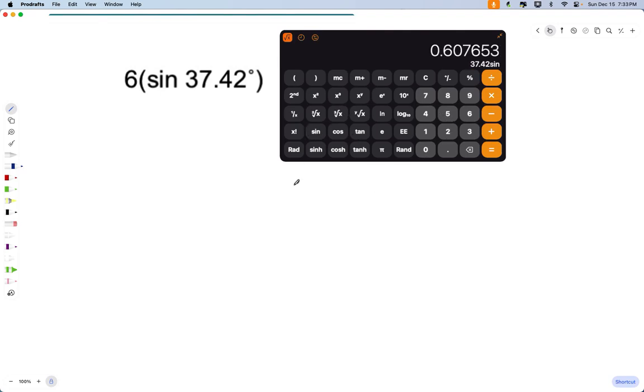Okay, now we've got this number. We're going to multiply that by 6, so times 6. We're going to round that to 2 places, so it's going to be 3.65. So 3.65 is the solution to this.